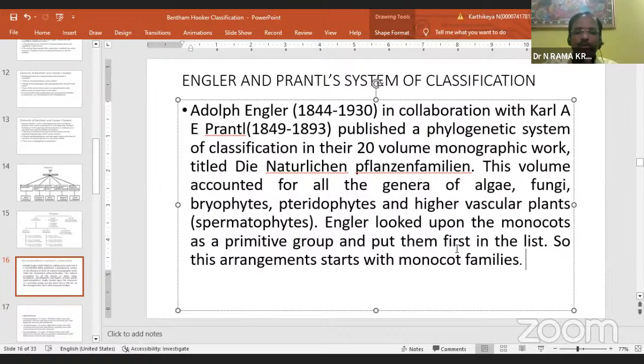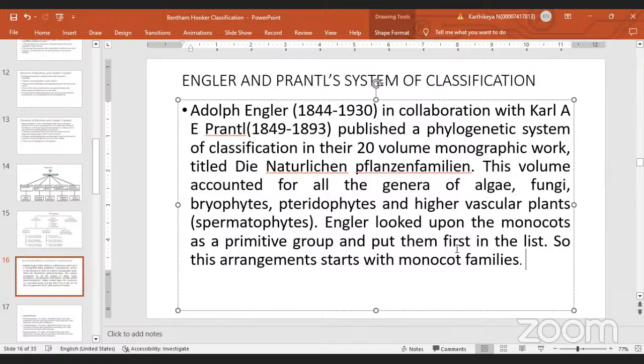These volumes accounted for all genera of algae, fungi, bryophytes, pteridophytes, and higher vascular plants. Please listen carefully. Higher vascular plants means Spermatophyta. This is the little variation between Bentham-Hooker and Engler and Prantl.